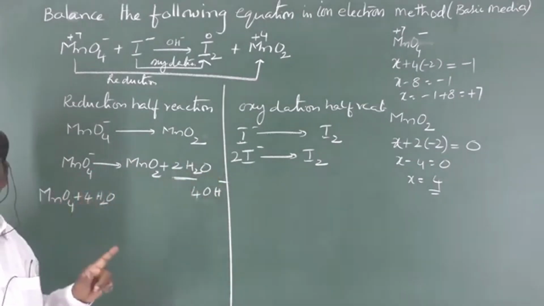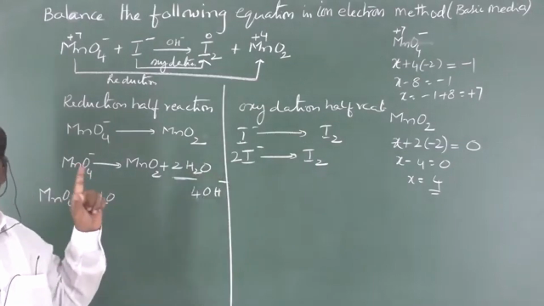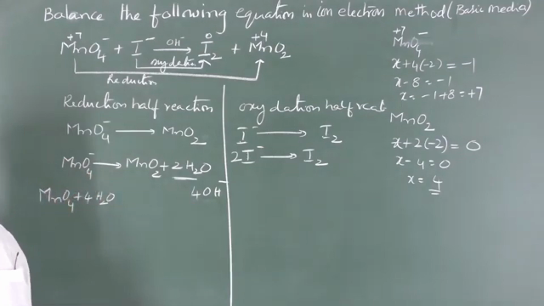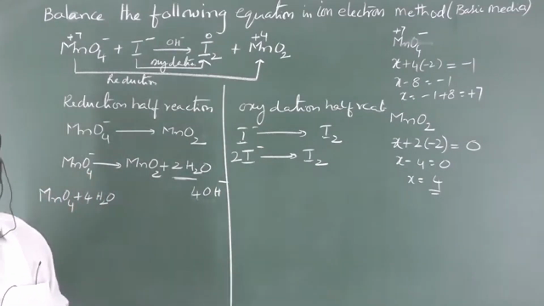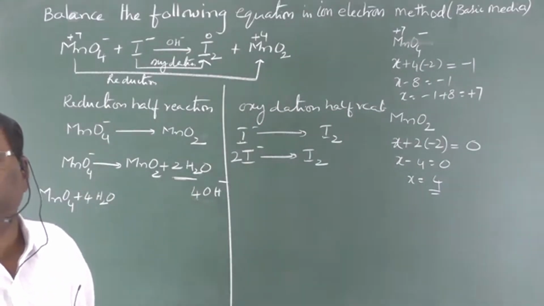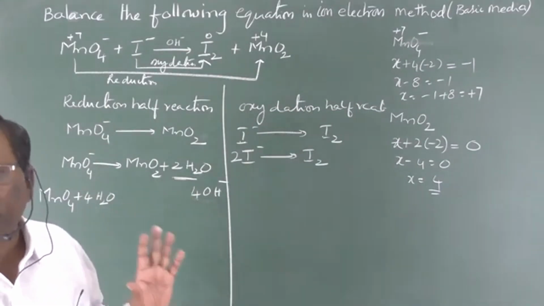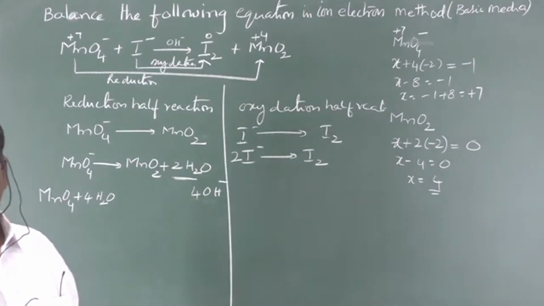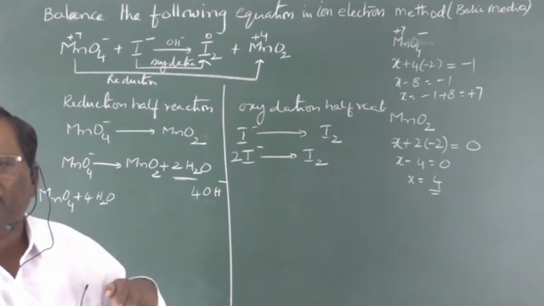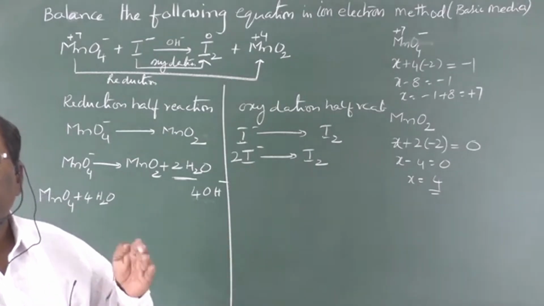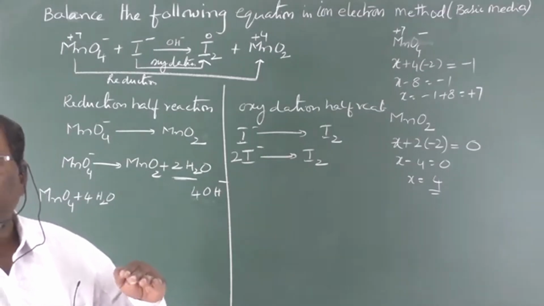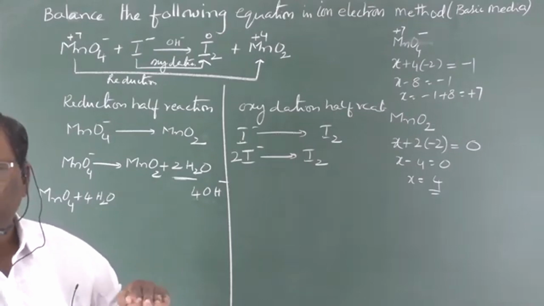Remember, once again I explained to you. While balancing hydrogens in basic media, in acidic media what have you done? You simply write H plus ions to the deficient side, the same number of H plus ions. But when the reaction is carried out in basic media, you are going to add the same number of H2O. Same number of H2O means you are adding double the number of hydrogens and the same number of oxygens.